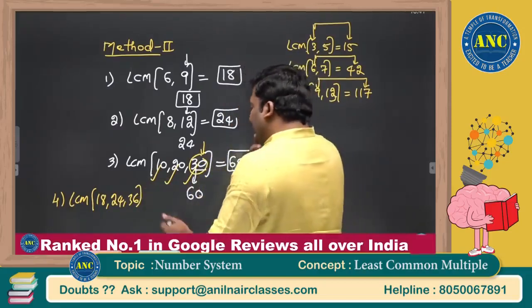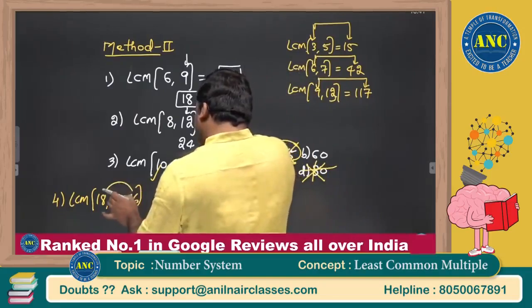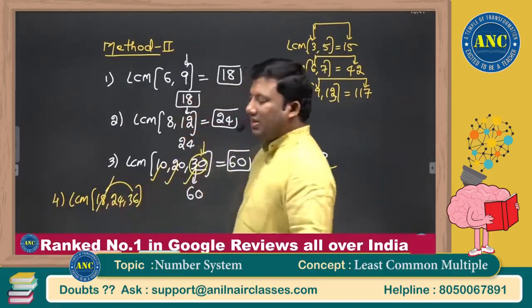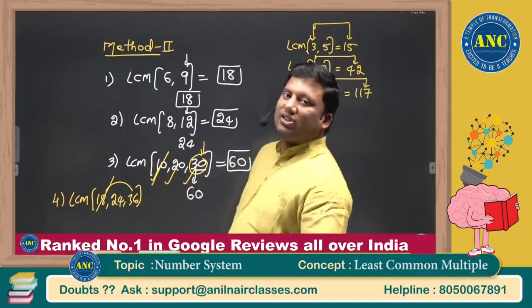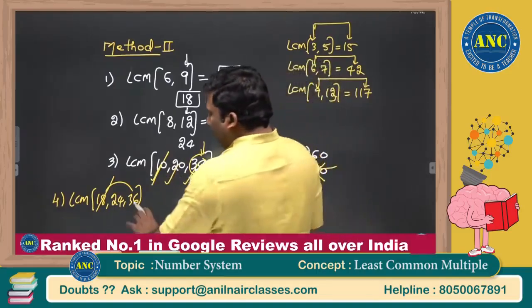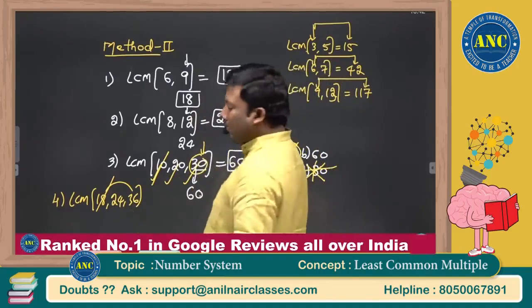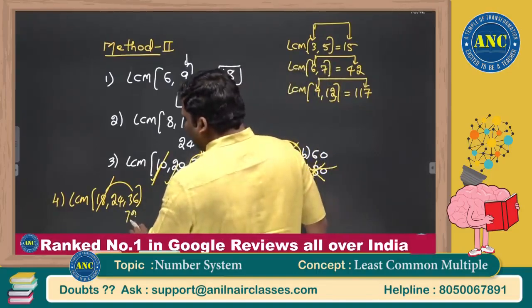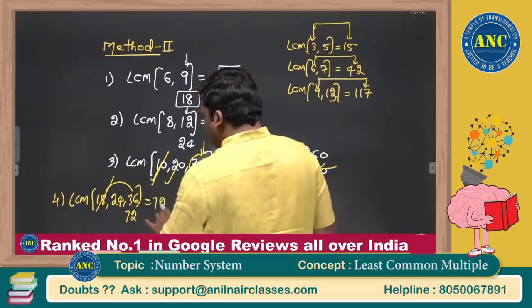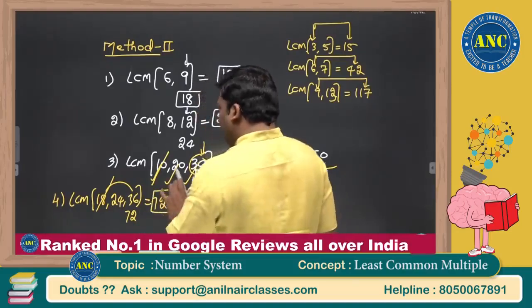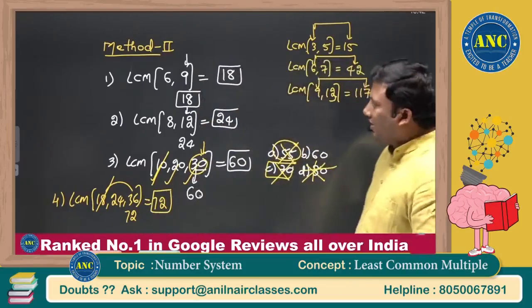Now see here. 18 is a factor of 36. You want to delete it? Please delete it. 10 is a factor of 30. You can condense 3 numbers into 2 numbers. 36 is not divisible by 24. 36 2s are 72. 72 it is divisible by 24. Answer it is 72.